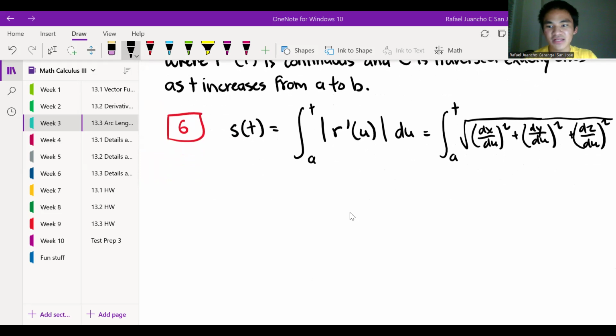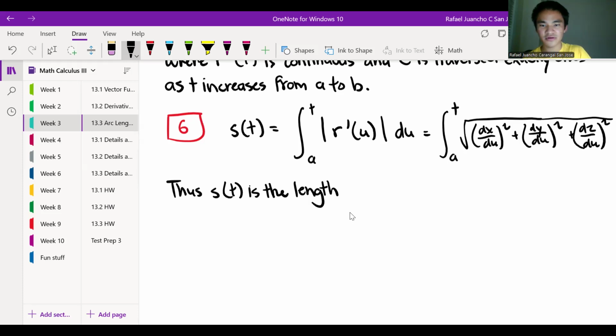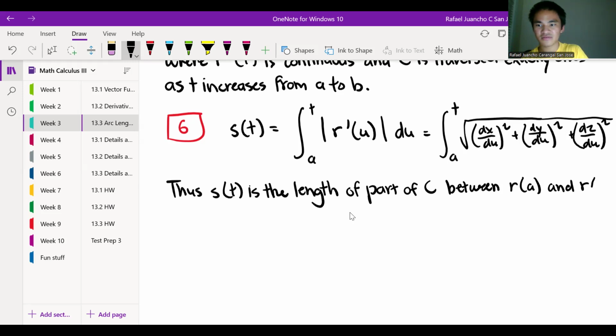Yeah, so s of t is the length. So here we're saying s of t is the length of that curve C, or the length of part of C, so not all of it, between R of a and R of t.